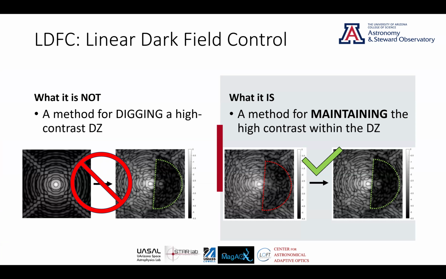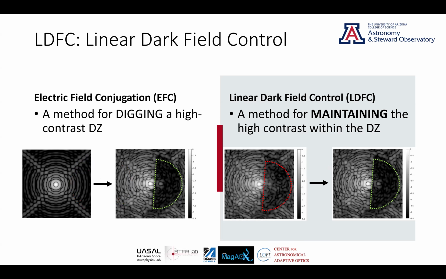It is a method for maintaining the high contrast that already exists in a pre-generated dark hole, be it by, again, a coronagraph or methods like electric field conjugation. So EFC is a method for digging a dark hole. LDFC is then a method for maintaining that contrast. Another thing that has come to light since my glorious return to astronomy is that there are new versions of electric field conjugation like IEFC and ADEFC, which I am not an expert on. I am now reading Keon's paper on that. So everything I talk about when I say EFC in this, it's talking about classic EFC, none of the fancy new versions that have come out since 2020.